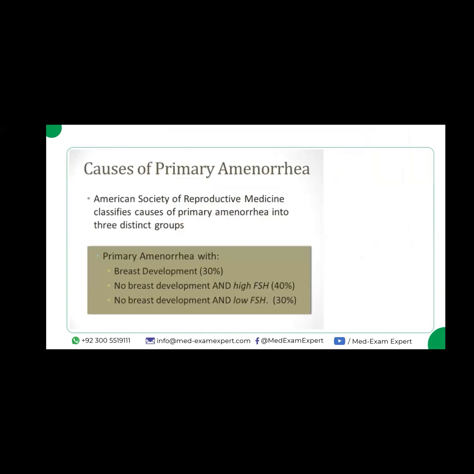Now let's talk about the causes of primary amenorrhea. According to the American Society of Reproductive Medicine, the causes of primary amenorrhea are basically classified into 3 main groups. Primary amenorrhea with breast development, which is found in 30% of the patients. Primary amenorrhea without breast development and high follicle stimulating hormone, seen in 40% of the patients. And primary amenorrhea with no breast development and low follicle stimulating hormone, which is seen in 30% of the cases.